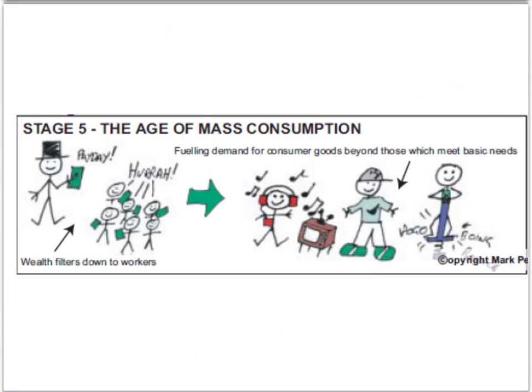Finally, as countries progress to the highest stage of development on Rostow's evolutionary ladder, stage 5, more and more wealth begins to trickle down to the population as a whole as workers' wages improve. This fuels demand for consumer goods and services that go beyond those which meet their basic needs. That's why Rostow called this highest stage the age of mass consumption.